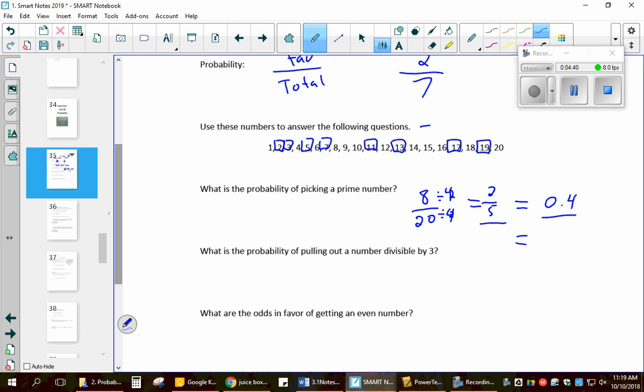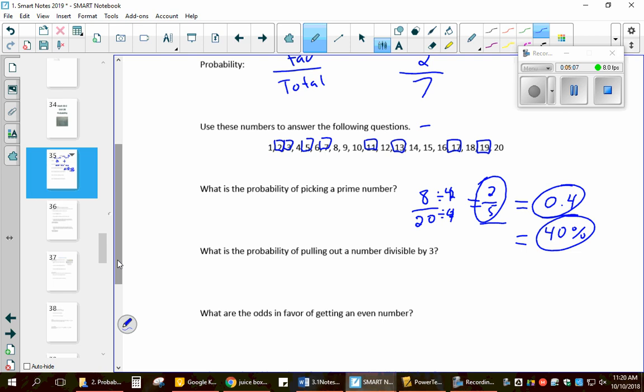Or, do you guys know what 0.4 is as a percentage? 40, right? So times 100, or 40%. You can see probability written in all those different ways: as a fraction, a decimal, or a percentage. Okay. Now, what's the probability of picking, oh, sorry, that's what we did.